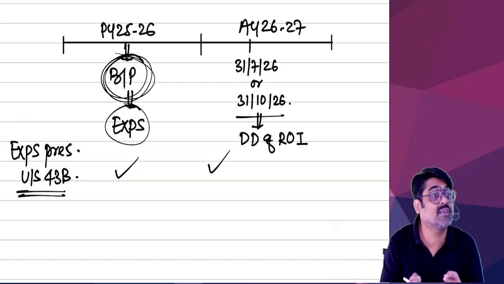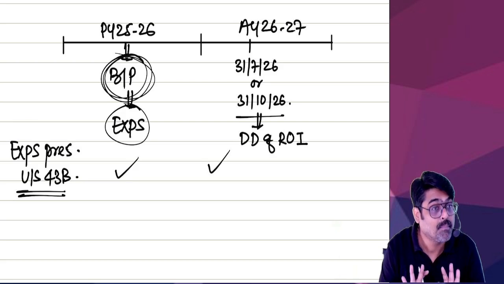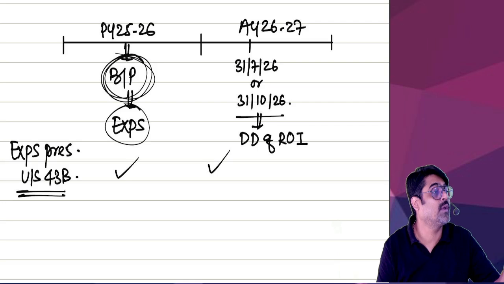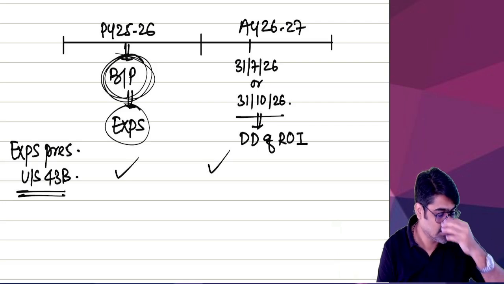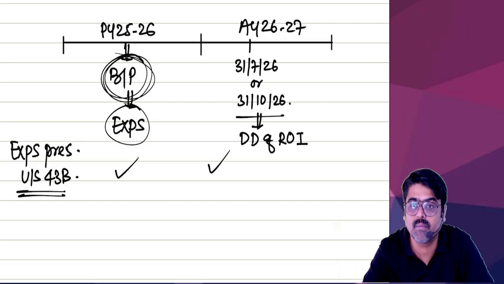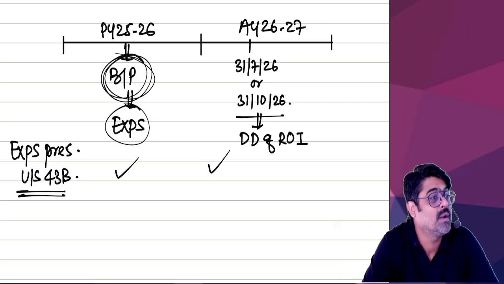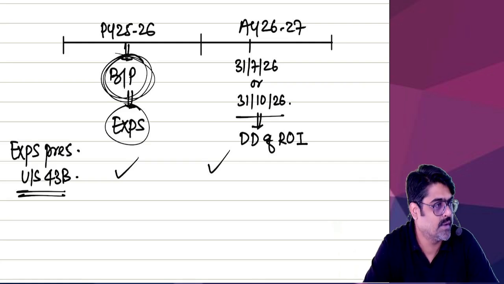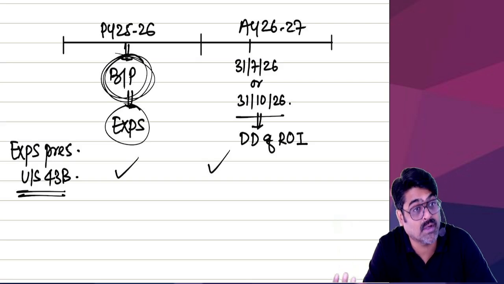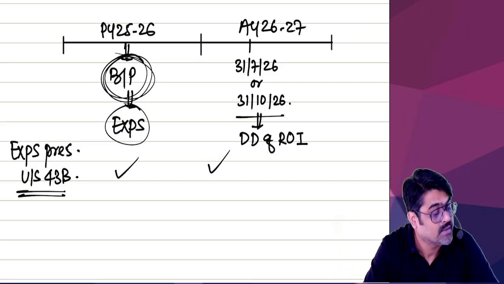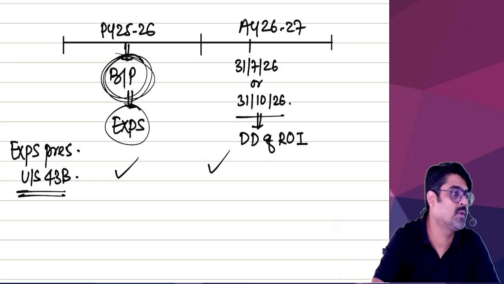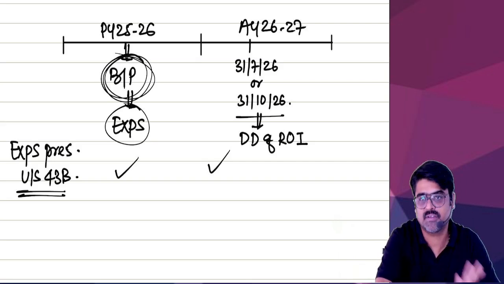These expenses are allowed only on payment basis. Even if you are calculating your business income on mercantile basis, these expenses will be allowed only on payment basis. Meaning, you have to pay these expenses during this year only. If not in this year, then at least pay these expenses on or before the due date of filing your ROI. Then these expenses we are going to allow you as a deduction from this business income for this year.